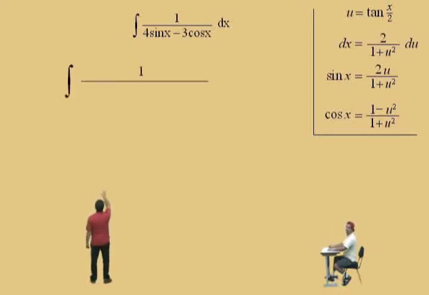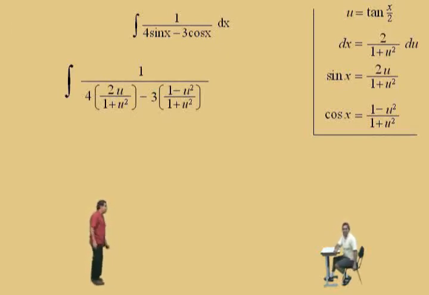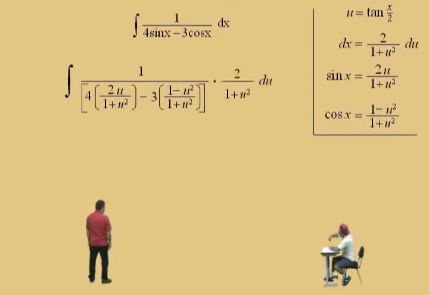So here we are. We have an integral of 1 over 4 times what, Charlie? 2u over 1 plus u squared. That's right. Okay, subtract 3. Now replace the cosine x. What do we put in there? 1 minus u squared over 1 plus u squared. Very nice. Now we've got one more thing to replace. What is it, Charlie? dx. That's right. Okay, and what does dx equal? 2 over 1 plus u squared du.